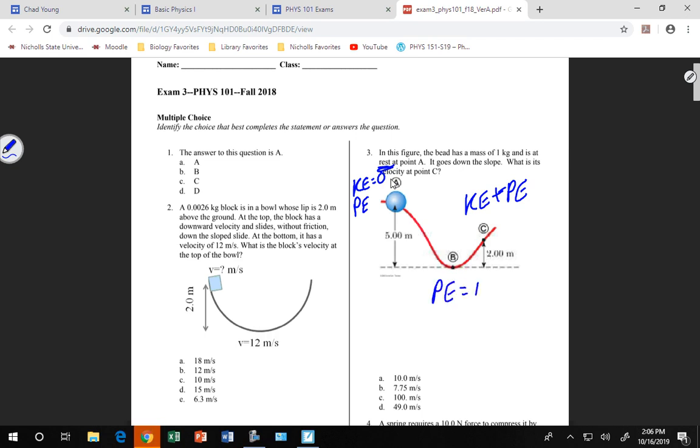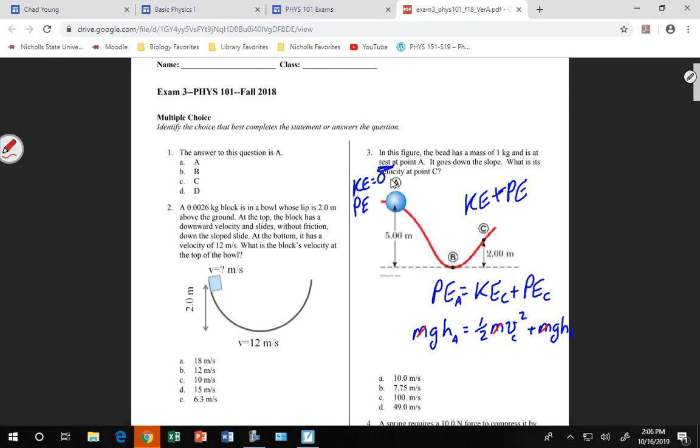So PE at A is equal to KE at C plus PE at C. And so that's going to be mgh at A equals 1/2 mv squared, that's at location C, which is what we want to know. We want to know the speed at point C, plus mgh at point C. Notice the masses all cancel out.